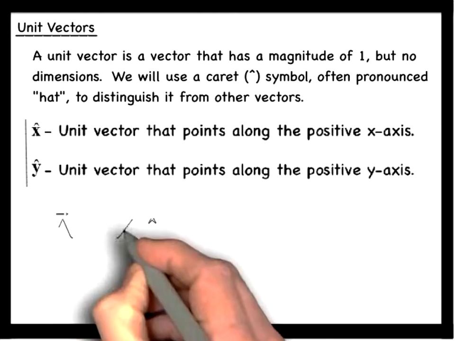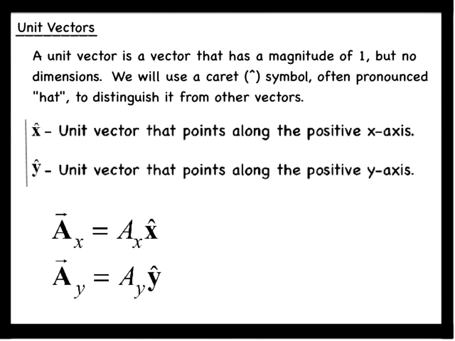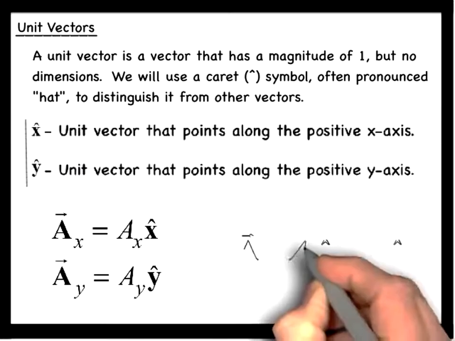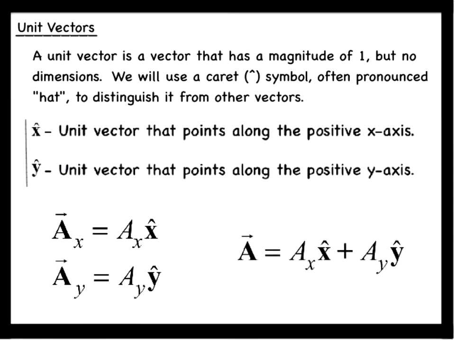For example, for an arbitrary vector A, the vector component along the x direction would be written as A sub x times the unit vector x hat, and the vector component along the y direction would be written as A sub y times the unit vector y hat. The vector A can be written as A sub x times x hat plus A sub y times y hat.